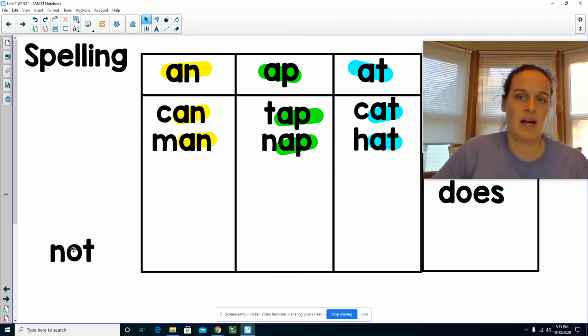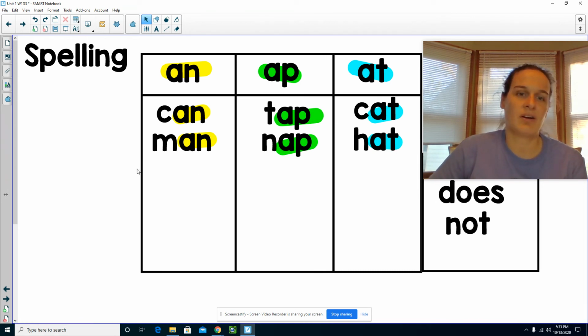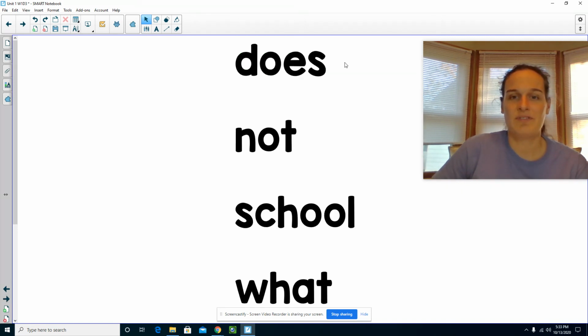Okay, let's check out not. Does it have AN? AP? AT? Oh no, it has OT. So again, that would fall in the category of it does not belong. Look, we've sorted all of our words now. Let's review these sight words.